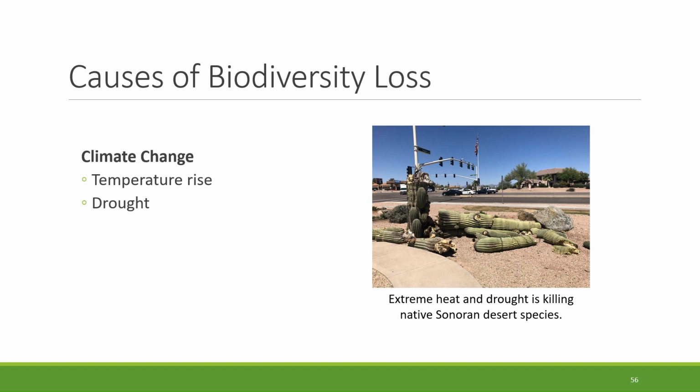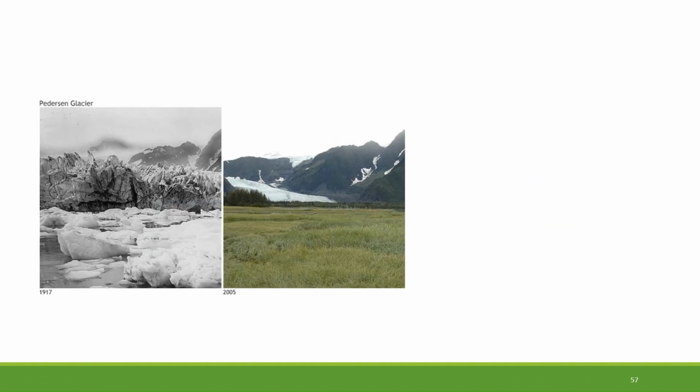And native Sonoran Desert species like saguaros, as you probably know, they're already pretty well adapted to this habitat, but the ever increasing temperatures and drought are pushing them to these brinks where even though they're well adapted, they are having trouble surviving. Climate change is also resulting in sea level rise. And this is because rising temperatures are causing glaciers and ice shelves to melt around the globe.